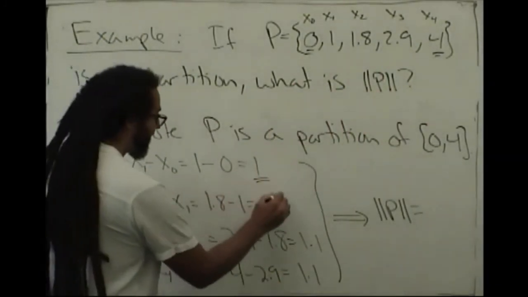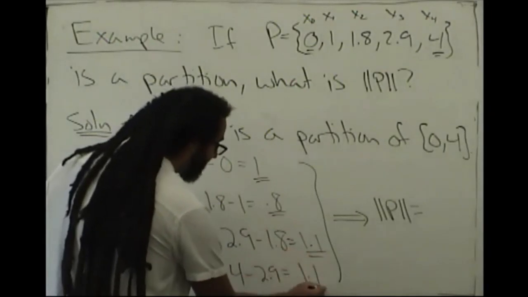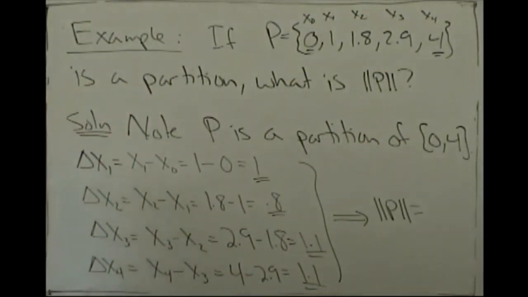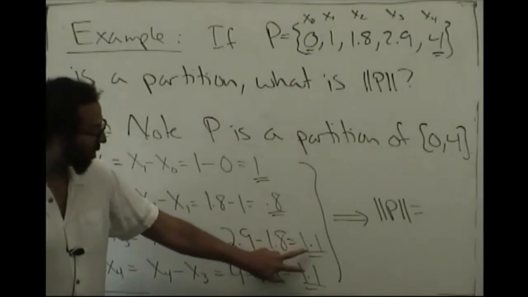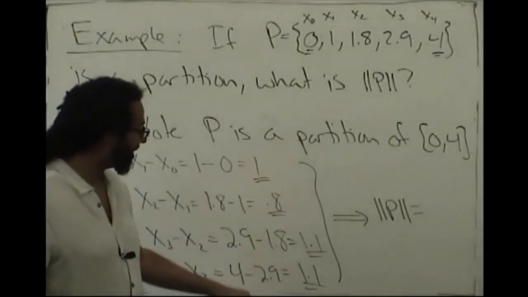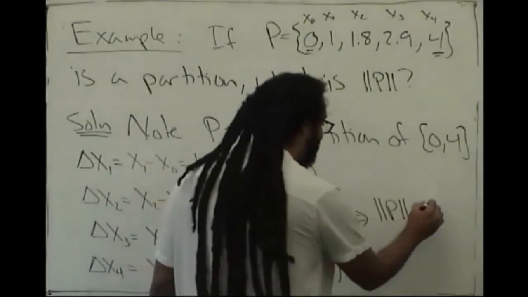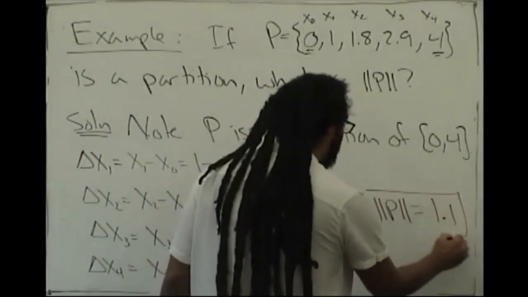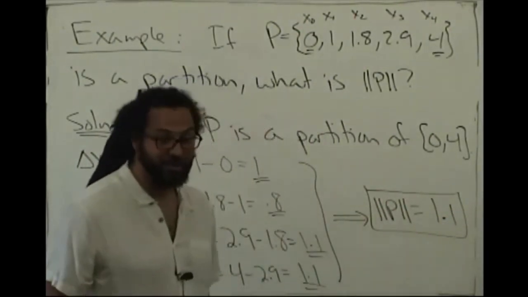So we look at these four numbers and pick the largest that shows up in the list. Even though 1.1 shows up twice, it's still the largest in the list, and so the norm of P now is 1.1. So that would be a good final answer for this example.